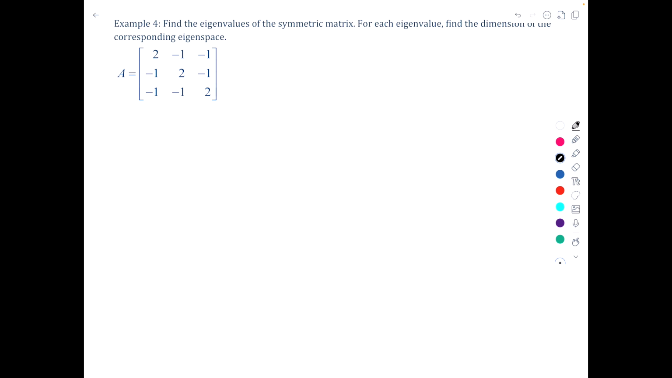Now, for example, I had, let's see, oh, this one was fine, but there was another problem where I wrote the problem down wrong, and I spent so long on it, and then I finally thought to check the problem, and I wrote it down wrong. All right, so anyway, find the eigenvalues of the symmetric matrix. For each eigenvalue, find the dimension of the corresponding eigenspace. So here we go.